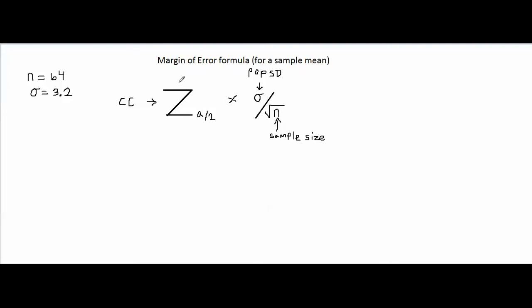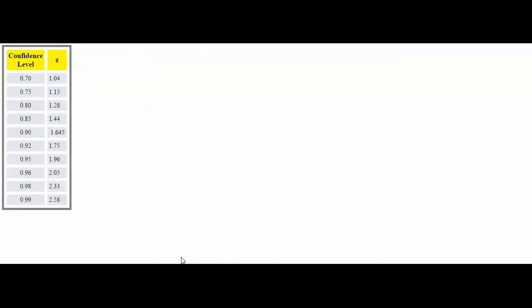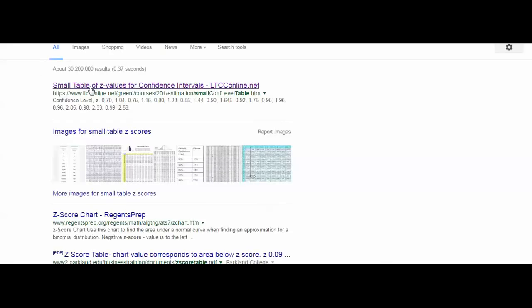All I need is the confidence coefficient, and I told you that that comes from a table. So if you go to Google and you type in "small table of z-values for confidence intervals," I'll show you right here. Type in small table of z-values for confidence intervals into Google, and it'll give you the table of confidence coefficients.